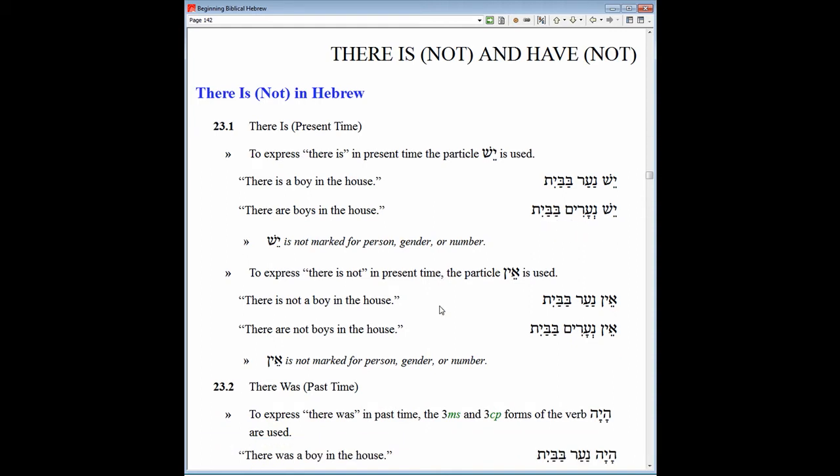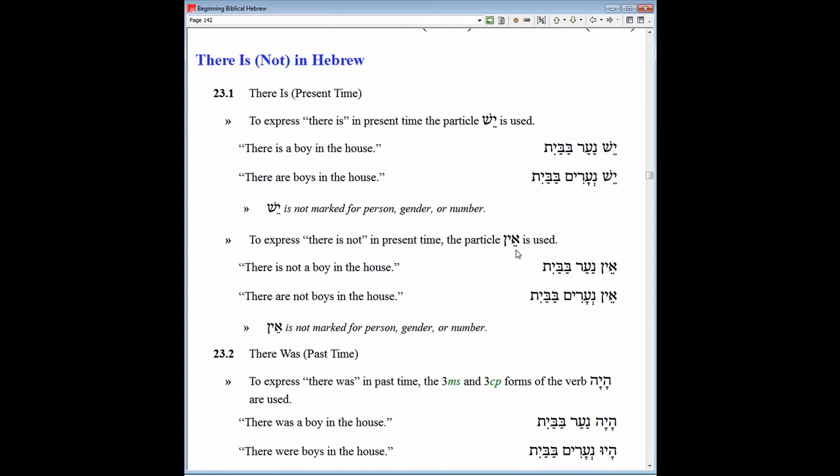There is not is the particle ein. So we're learning about yesh and ein. There is not. Particle of existence, particle of non-existence. Same situation. Ein, there is not na'ar, a boy, babayit, in the house. There is not a boy in the house. Again, that's not bad English. You could probably do a little bit better with it, but that's adequate. Whether it's singular or plural, the form will be the same. The ein itself is not inflected. It doesn't get its own set of endings.